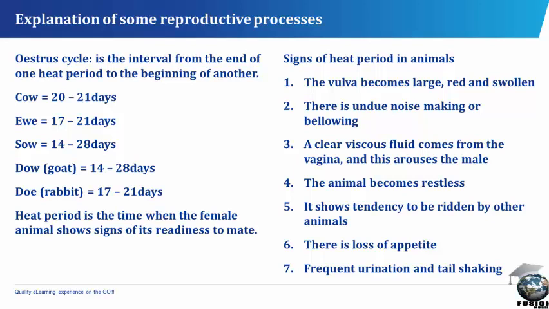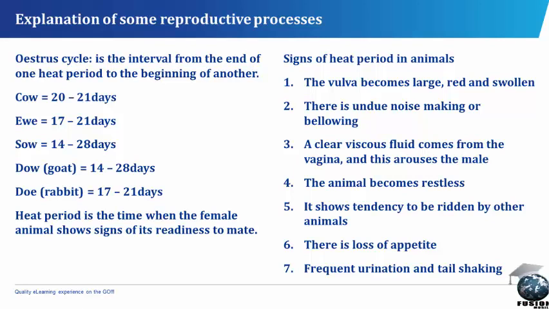These signs are: the vulva of the animal becomes red and swollen. There is undue noise making or bellowing. The animal begins to make noise carelessly. There is a clear viscous fluid that comes from the vagina, and this arouses the male. This fluid, when you touch it, is sticky. When the male sees it, he feels like mating the female.